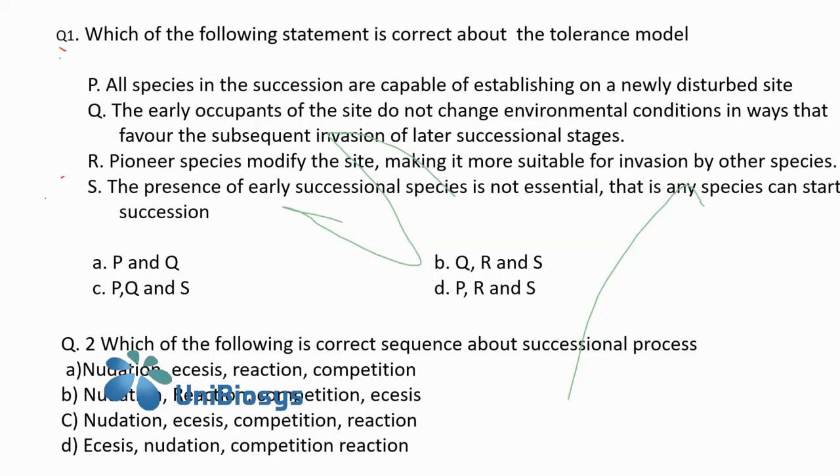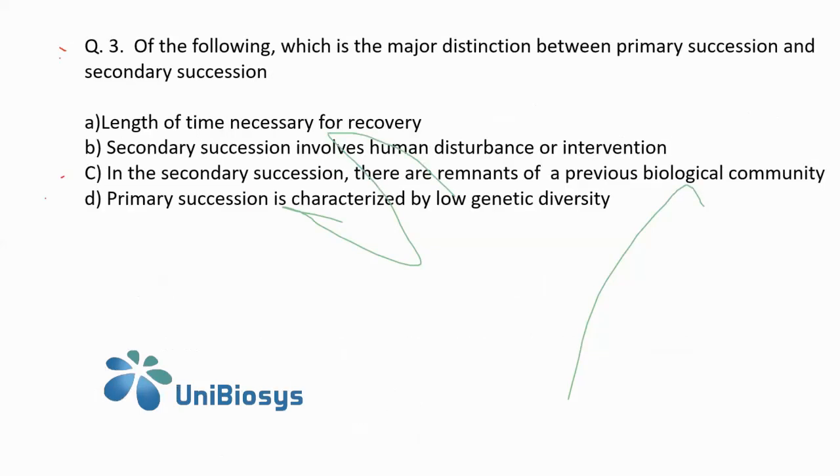So Maria. Which of the following is the correct sequence about the process? You don't have to read the options. You can say the points, like stages, in sequence. Nudation, invasion, excesses, aggregation, competition, reaction, stabilization. C. Very good. Okay, that's all. So the option will be C. When you get time, you just see that. Okay. Now third one.